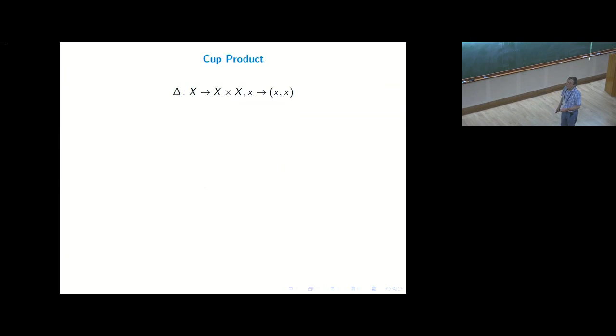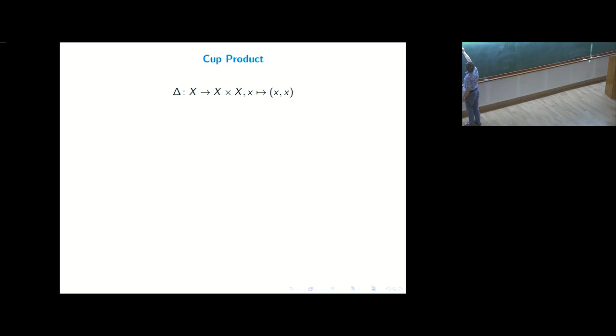So we use the cup product. And let me just say what the cup product is about. If I have a topological space X, I'm going to call delta the diagonal map. I take the direct product of X with itself. I take the diagonal map.